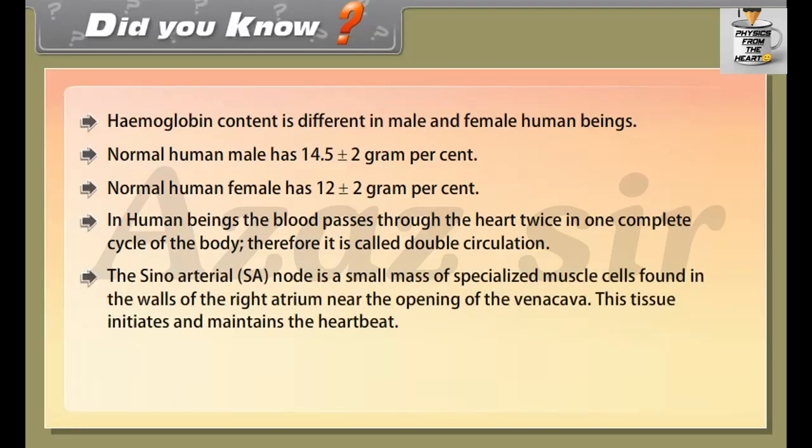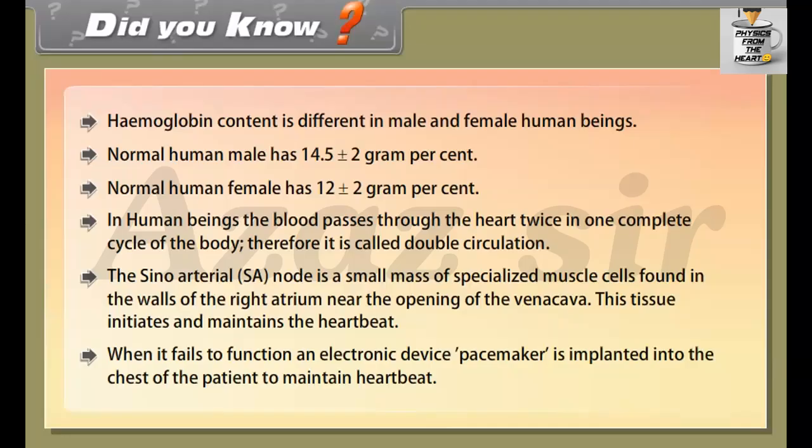The sinoarterial (SA) node is a small mass of specialized muscle cells found in the walls of the right atrium near the opening of the vena cava. This tissue initiates and maintains the heartbeat. When it fails to function, an electronic device, pacemaker, is implanted into the chest of the patient to maintain heartbeat.